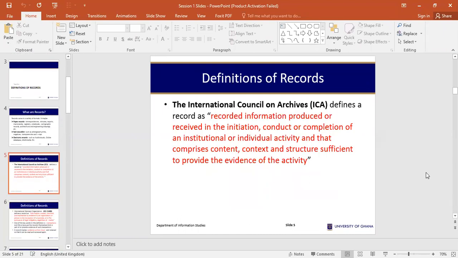Now, the International Council on Archives, which is an international body dealing with the management of records all over the world, defines a record as recorded information produced or received in the initiation, conduct, or completion of an institutional or individual activity, and that comprises content, context, and structure sufficient to provide evidence of the activity. Let's break down the definition.